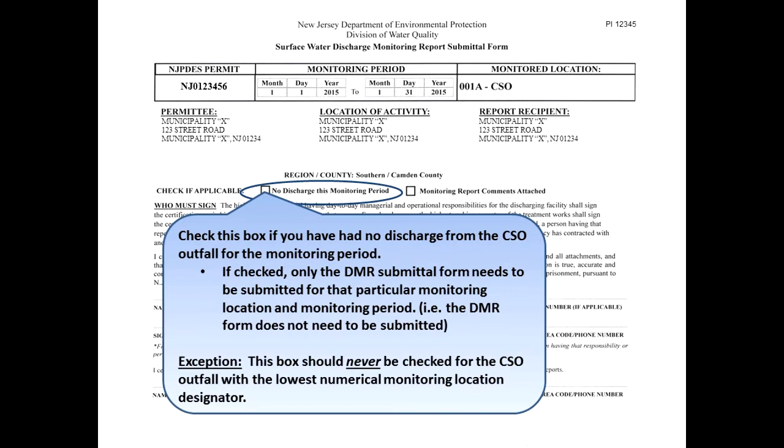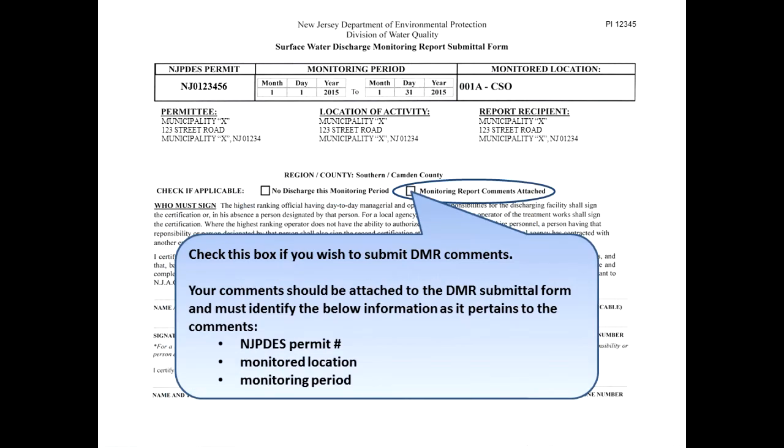However, for CSO permittees, there is an exception associated with this checkbox. For the CSO outfall with the lowest numerical monitoring location designator, also termed the first outfall on the permit, a DMR will always be required to be submitted to the department due to the presence of the solids, floatables, and precipitation parameters. As such, this box should never be checked for that outfall.